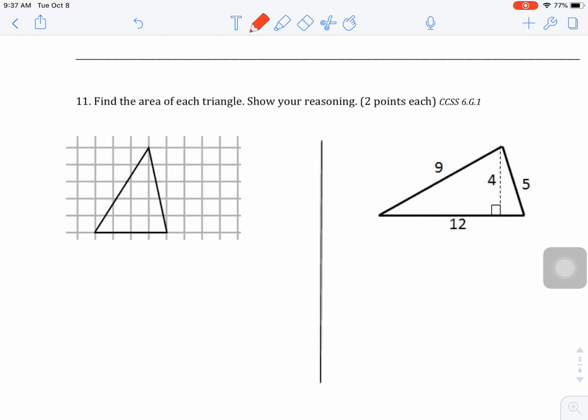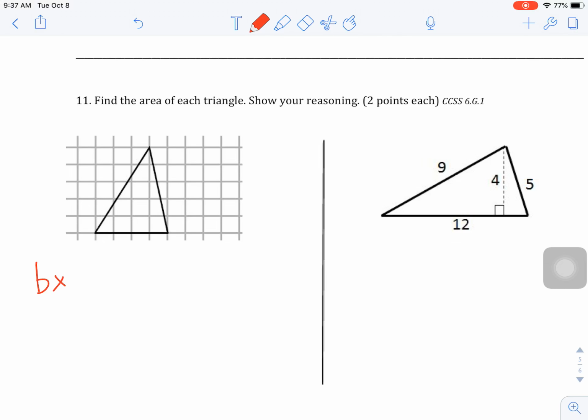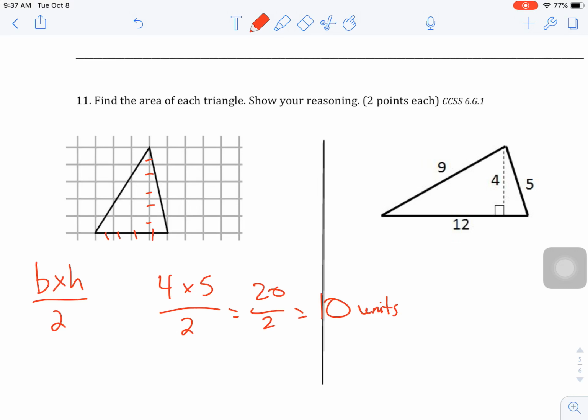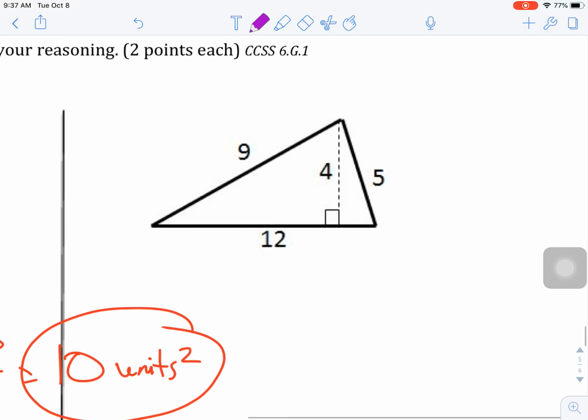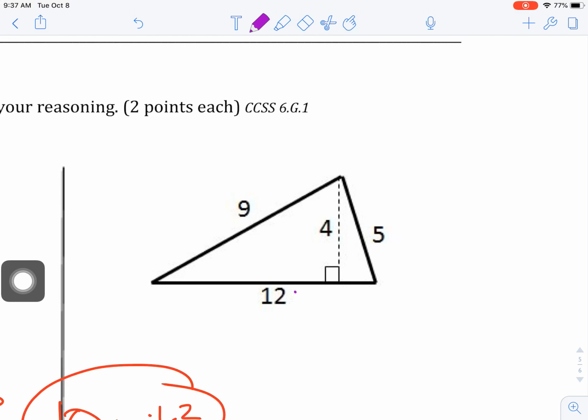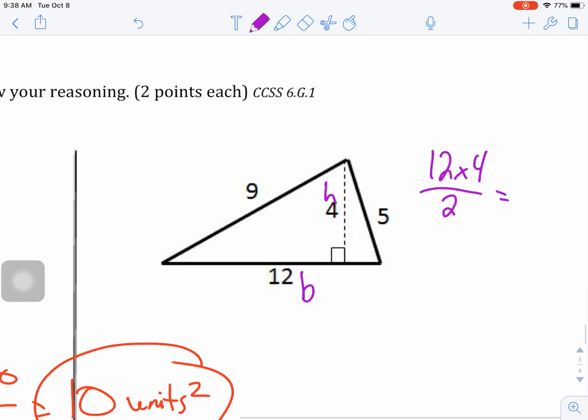All right, so last one here, you have to find the area of each triangle. So you need to keep in mind we do base times height divided by 2, so we just count. It should be 4 by 5 divided by 2, that's like 20 divided by 2, which is equal to 10, and then label it units squared. All right, and then this last one, you had a few different numbers you had to differentiate between. Here's your base, and your height goes at the 90-degree angle, so is 4, so it's going to be 12 times 4 divided by 2, and that's 48 divided by 2, and that is 24 units squared.